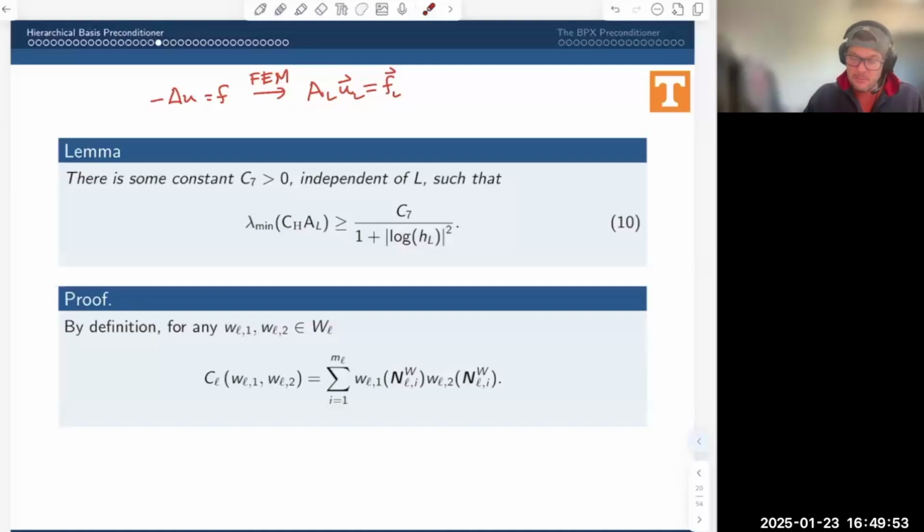So I'm preconditioning by multiplying a preconditioner times this system, and then I'm going to use something like the conjugate gradient method to solve this. So I want to show the condition number is small.